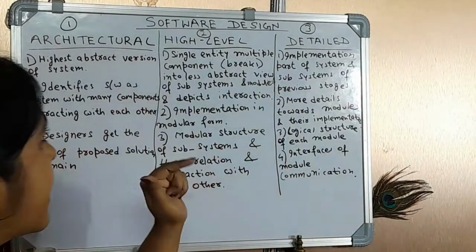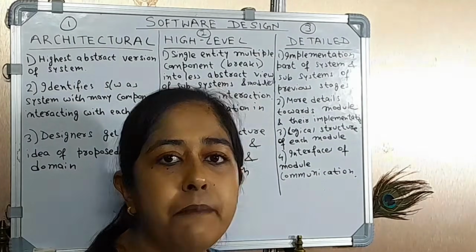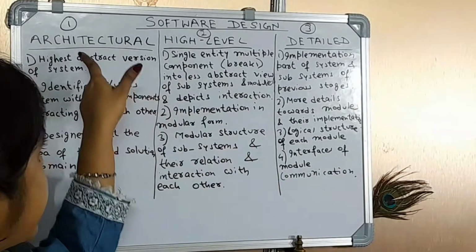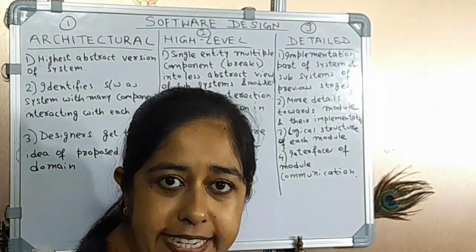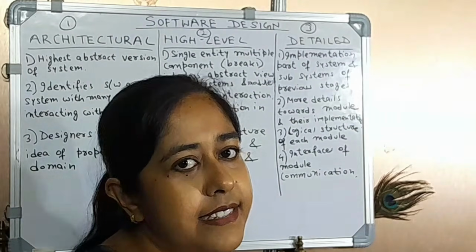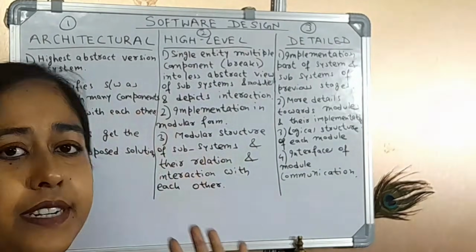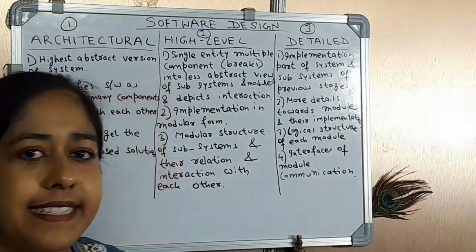Okay, now first thing, this whole designing phase is broken into mainly three parts, three levels. First one is architectural design. The first part of our designing phase is the architectural designing phase. After that we will go for the high level designing. Then the third one will be our detailed designing.